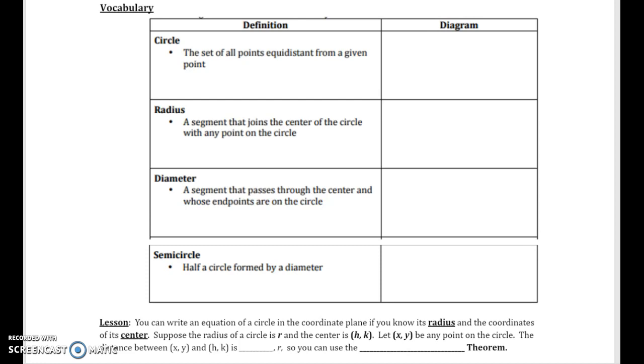So first things first, the circle is the set of all points equidistant from a given point. It's a terrible circle. Right? And the given point is your center. A radius is the distance from the center to any point on the edge of the circle.